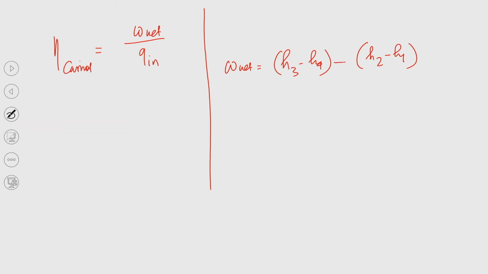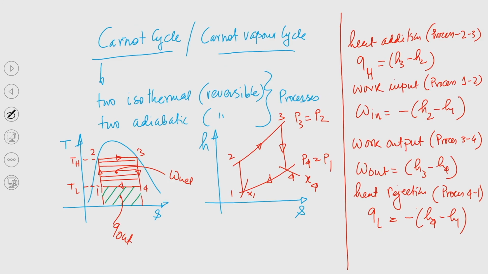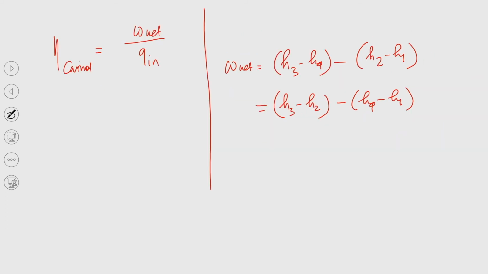So, minus. Okay. So, we can write this is H3 minus H2 minus (H4 minus H1). Why am I doing this? Now, you can understand H3 minus H2 is QH, and H4 minus H1 is QL. So, this is nothing but QH minus QL.